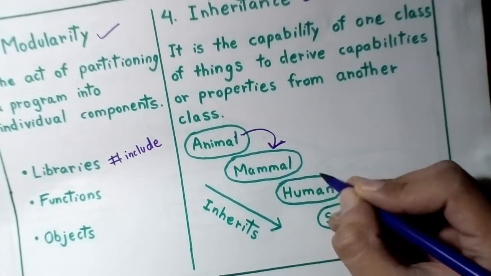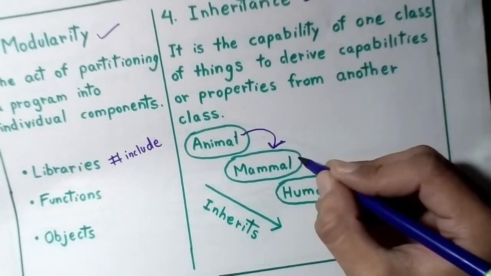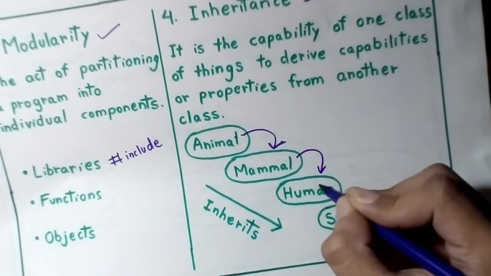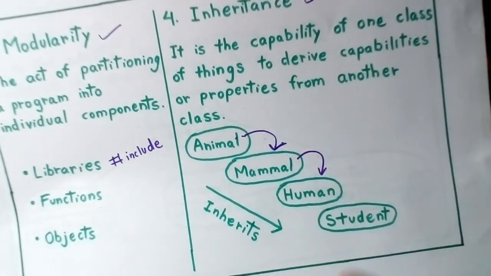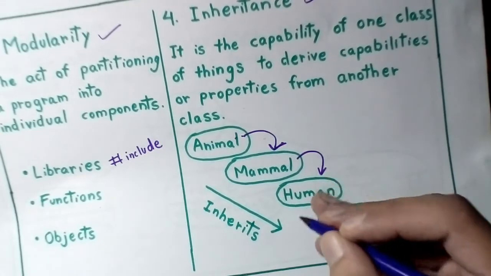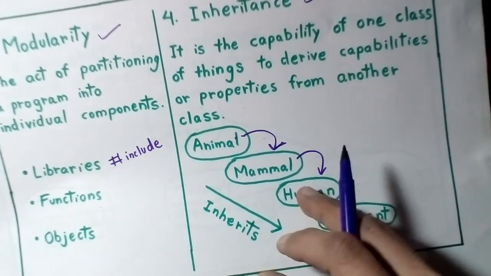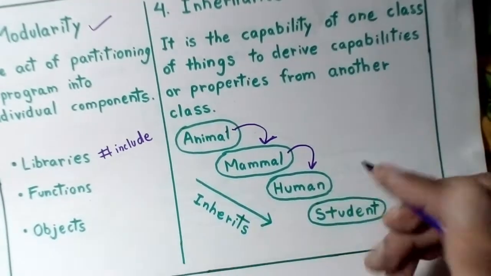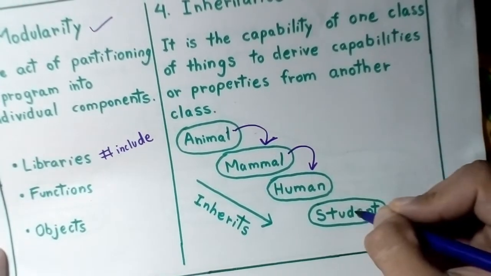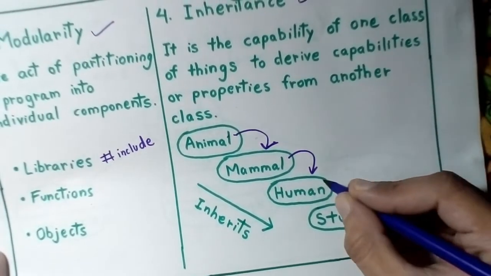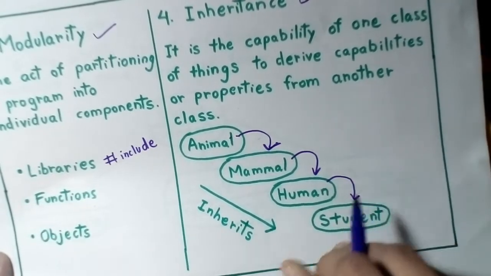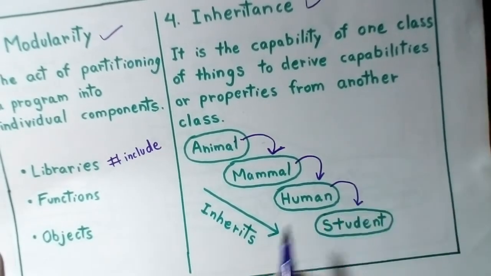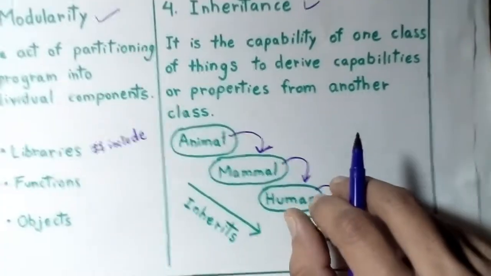Now human inherits again properties from mammal, and it will have some extra features such as thinking capability, eyes, 2 hands, 2 legs. All these are unique to human. Now student is also a human, but it will have some extra characteristics such as its subjects, its name, roll number, its class. All these properties will be there here.